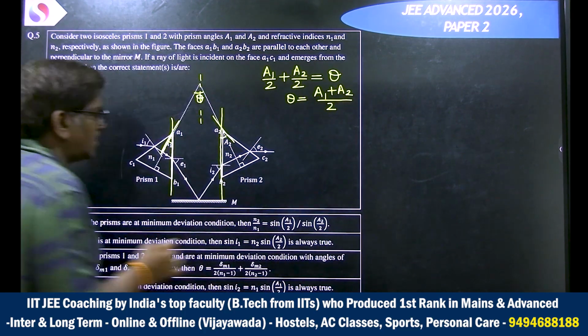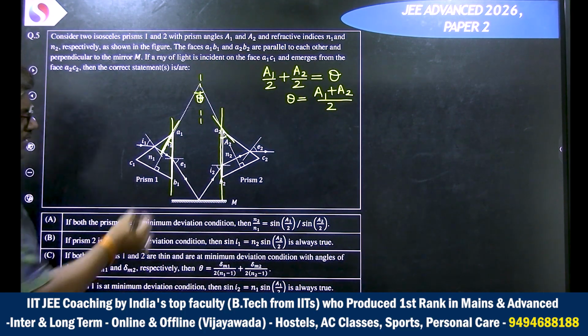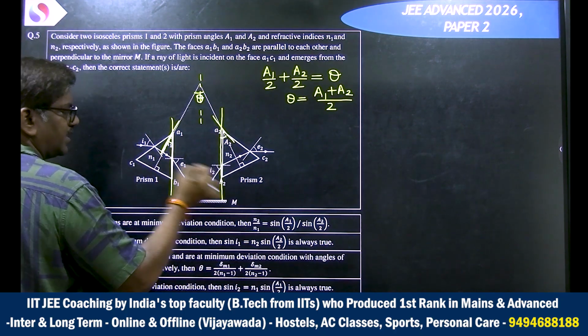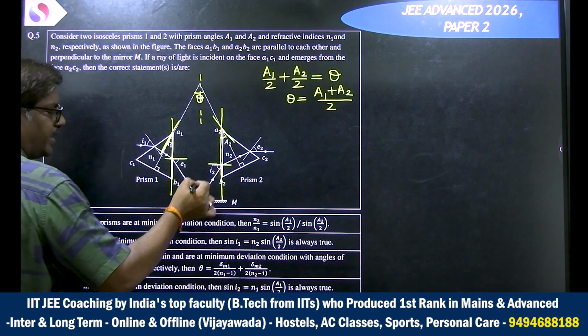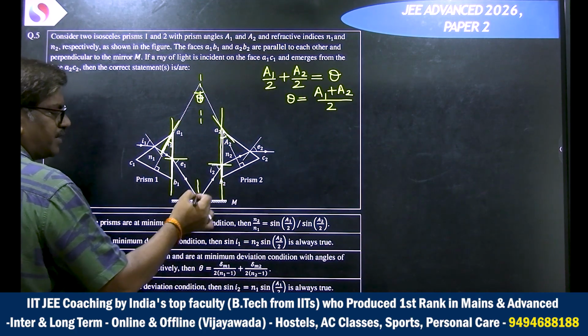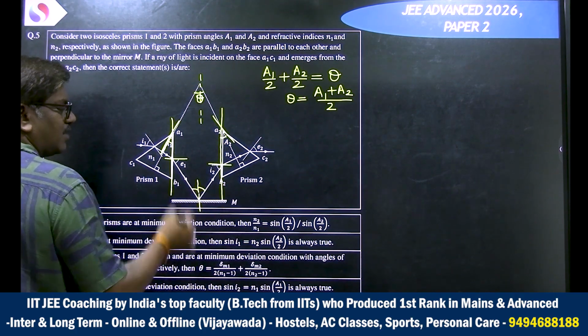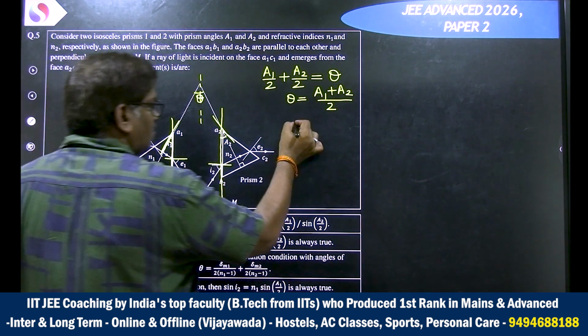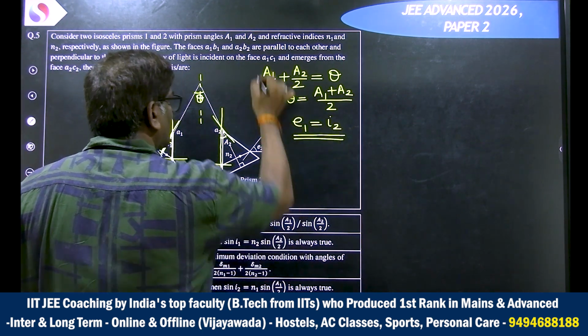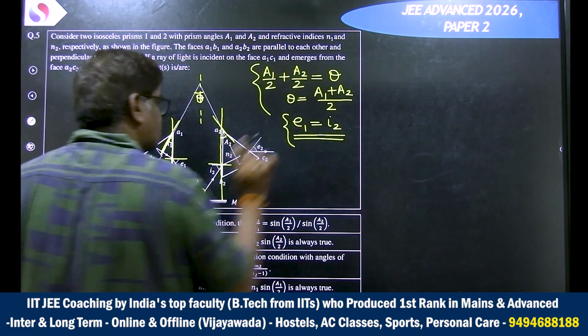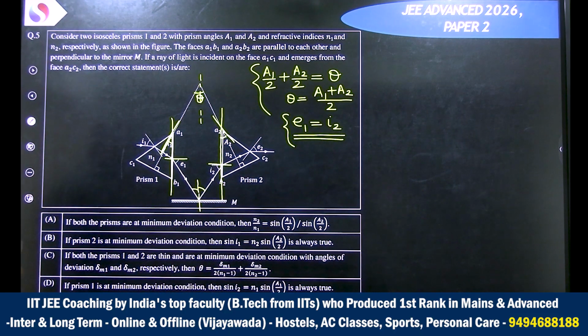What other information can we get here? Since these faces are vertical, the normals to these two faces are horizontal, and the reflection is taking place at this plane mirror. That means these angles are equal. So obviously, for all conditions, E1 equals I2. These two conditions are always true: E1 equals I2, and (A1 plus A2) by 2 equals theta. Now let's check the other conditions.